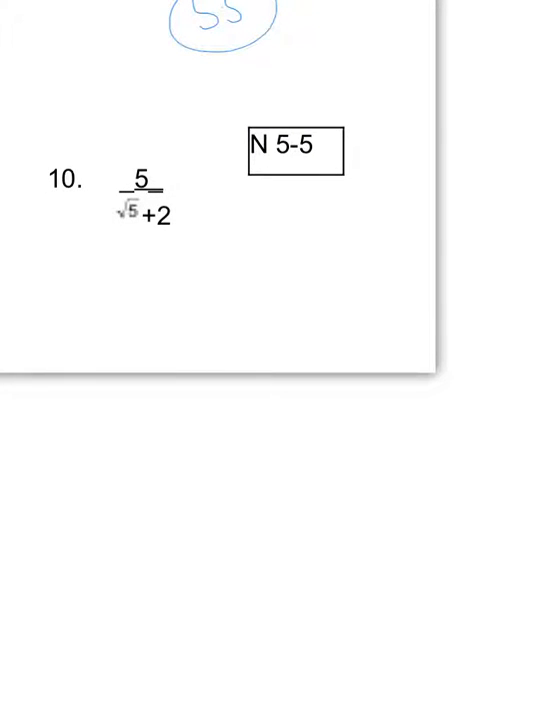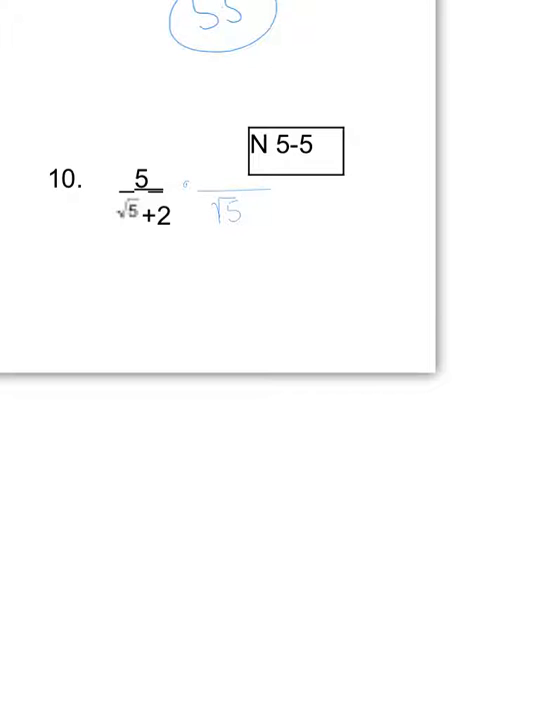Okay, so 10. Notice this one's different than 9. Notice that we have a radical and we have a constant with that radical in the denominator. So if we were to multiply it by square root of 5, we would not end up getting rid of the radical, because you would have to do 2 times the square root of 5, which would give you 2 square root of 5. So you would have another radical in the denominator.